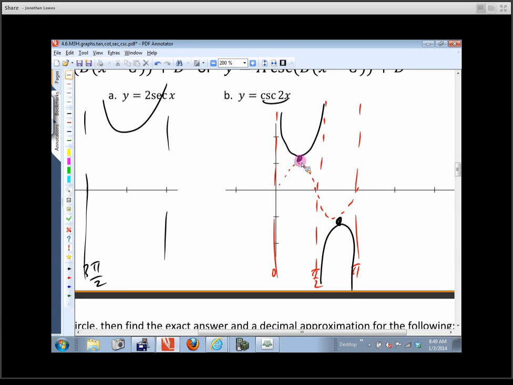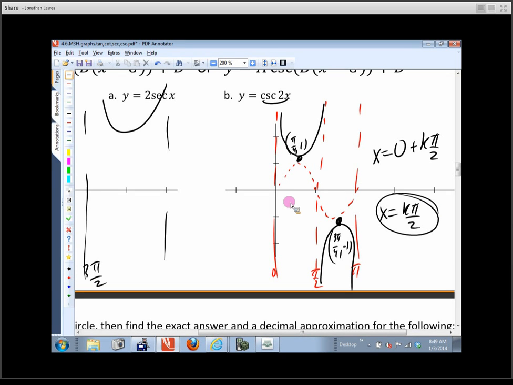Where would this point be? Pi fourths, comma 1. And this would be 3 pi fourths, comma -1. And could we write down an equation for the asymptotes? Remember, write down where they start. They'd start at 0. And how far is it in between each asymptote? Pi halves. So plus k pi halves. Or we could just write x equals k pi halves. That's where the asymptotes are. Those are the numbers that aren't in the domain.